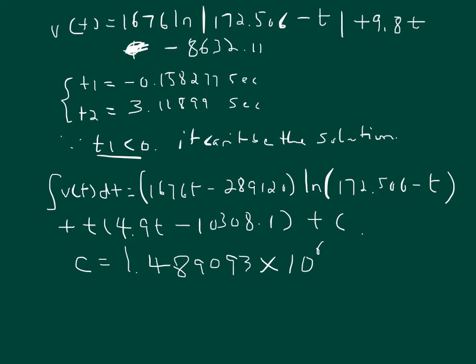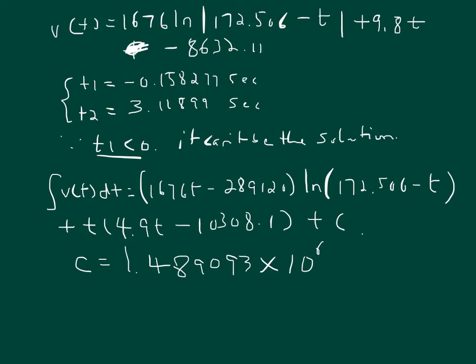I then set the function equal to 0, because we're looking for the displacement when the cart stops. The keyword is stops. That's when the velocity is 0. And I got two x points, two zeros. Because the first one is smaller than 0, it's reasonable to conclude that it can't be a solution. So t2 equals 3.11899. It's about 3 seconds. That's the time when the cart stops.